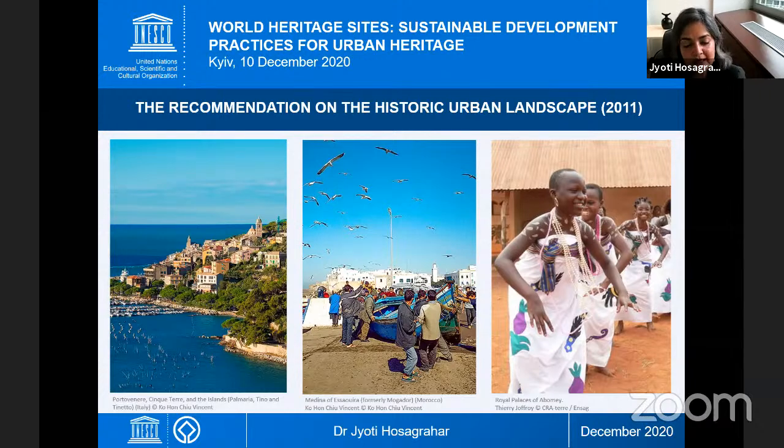UNESCO's approach to managing historic urban landscape is holistic by integrating the goals of urban heritage conservation and those of social and economic development. This method sees urban heritage as a social, cultural, and economic resource for the development of cities.